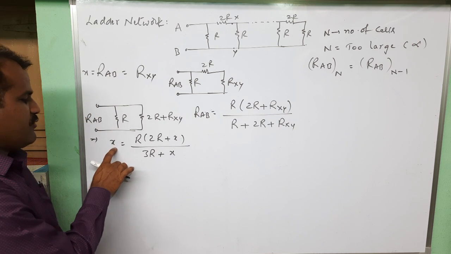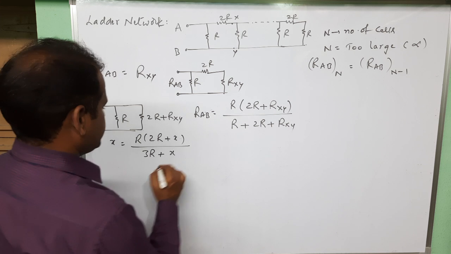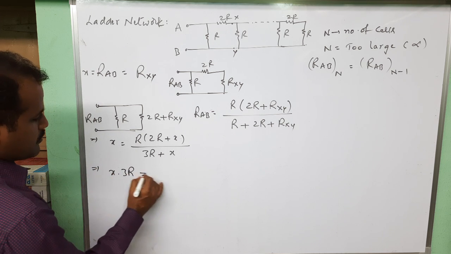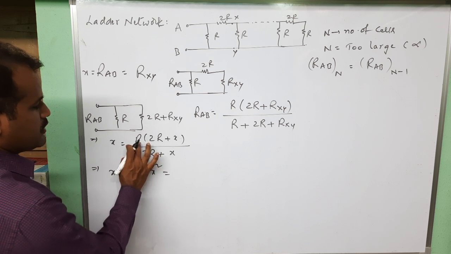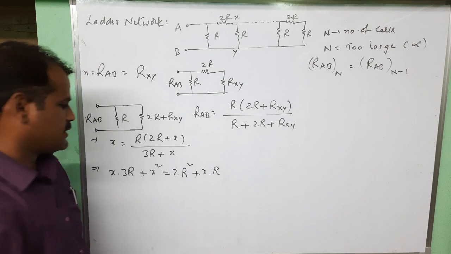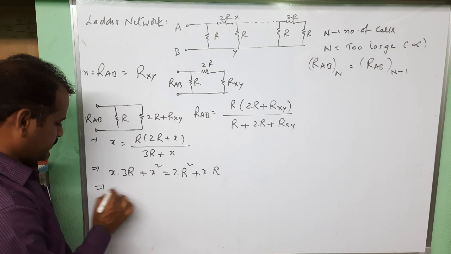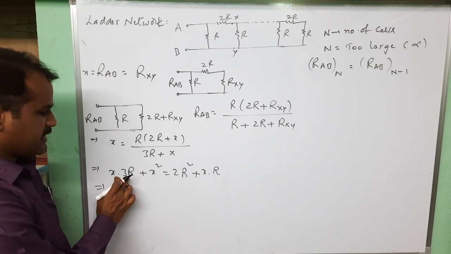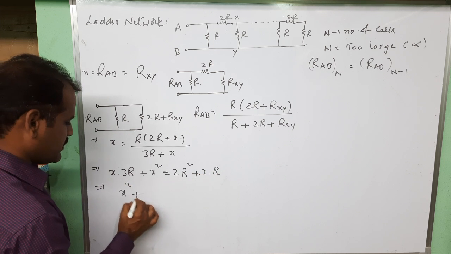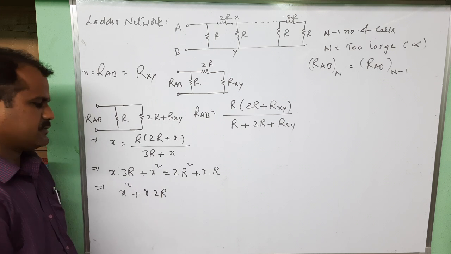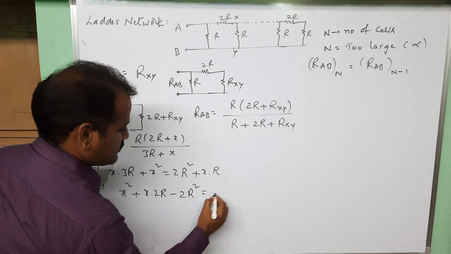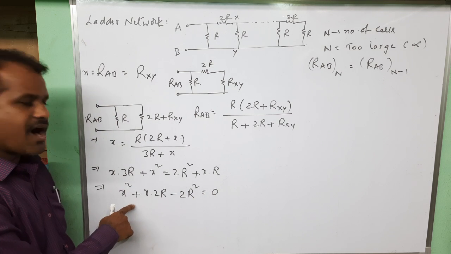So we need to find the value of x now. Let us simplify this one. This is x into (3R plus x), that is 3Rx plus x square, equal to 2R square plus xR. Further we can simplify as x square, and 3Rx minus xR. Let us take this side, so that it is x into 2R, and 2R square, let us take this side, minus 2R square is equal to 0. This is a regular algebraic equation.